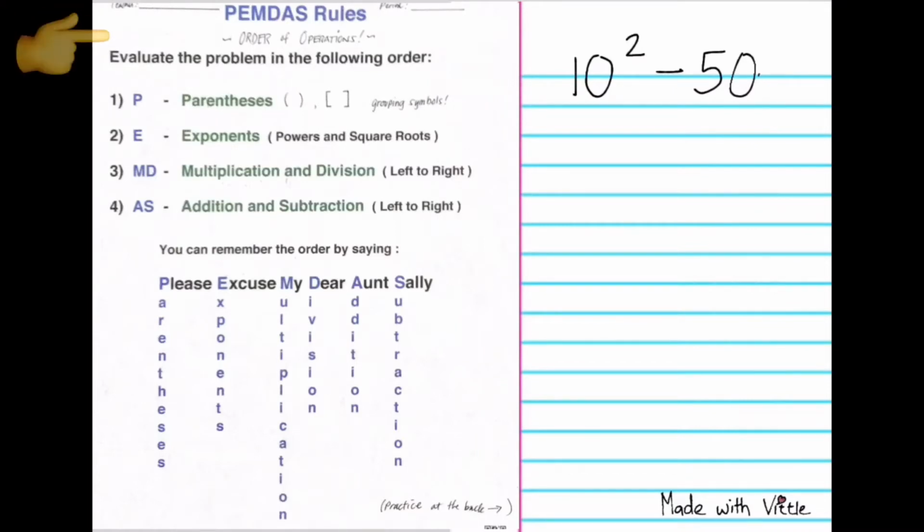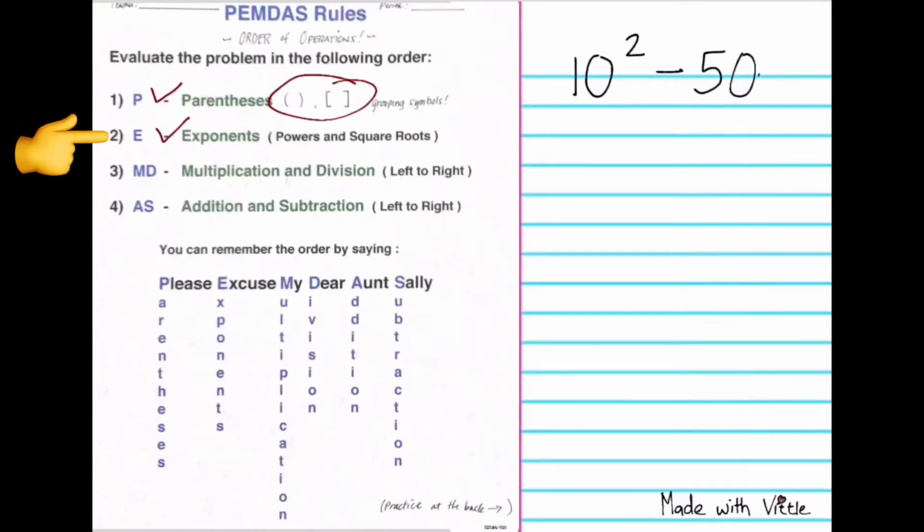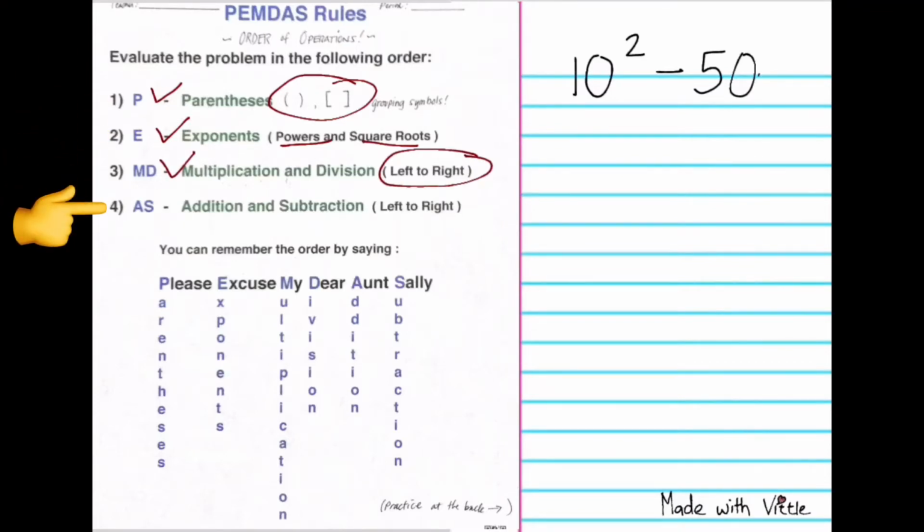PEMDAS stands for parentheses, meaning everything inside brackets should be done first. Then exponent, the powers and square roots. Then multiply and divide from left to right. Then the last things that you have to do are add and subtract. Again, when you see them at the same time, you have to do them from left to right.